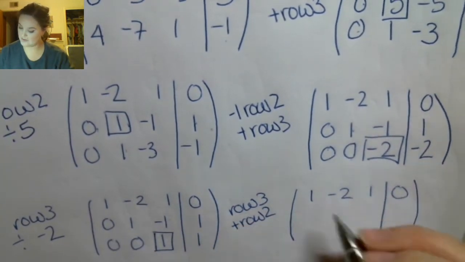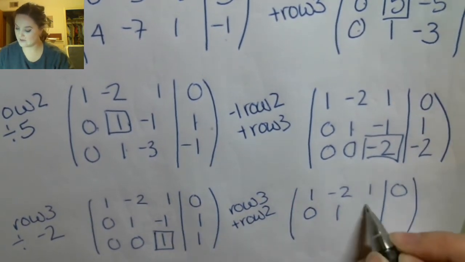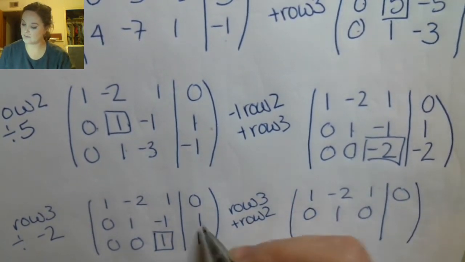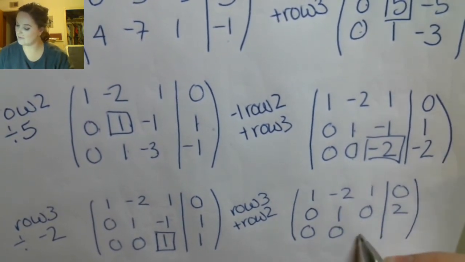So 0 plus 0 is 0. 0 plus 1 is 1. 1 plus -1 is 0, right? That's what we wanted. 1 plus 1 is 2. And then my last row is still the same.